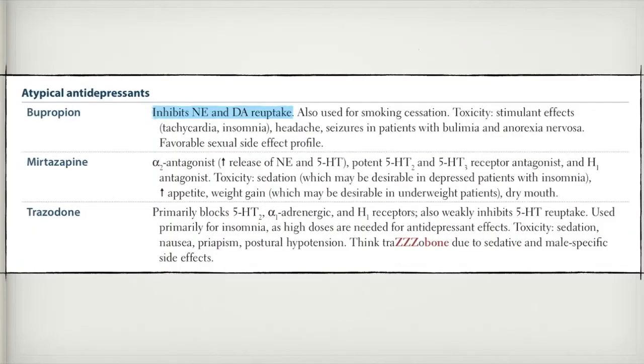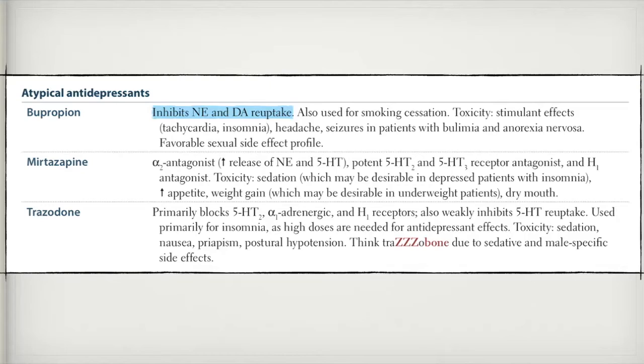Another antidepressant is bupropion, which we call an NDRI, which inhibits norepinephrine and dopamine reuptake. It can also be used for smoking cessation, and its side effects are stimulant effects, like SNRIs. A significant side effect of bupropion is seizure, because it lowers the seizure threshold, especially in patients with eating disorders. But bupropion has a favorable sexual side effect profile. Sometimes patients may prefer bupropion over SSRIs because of the sexual side effect profile.